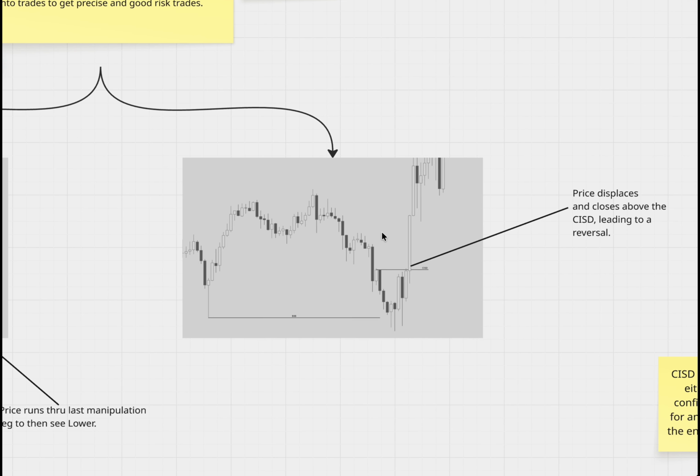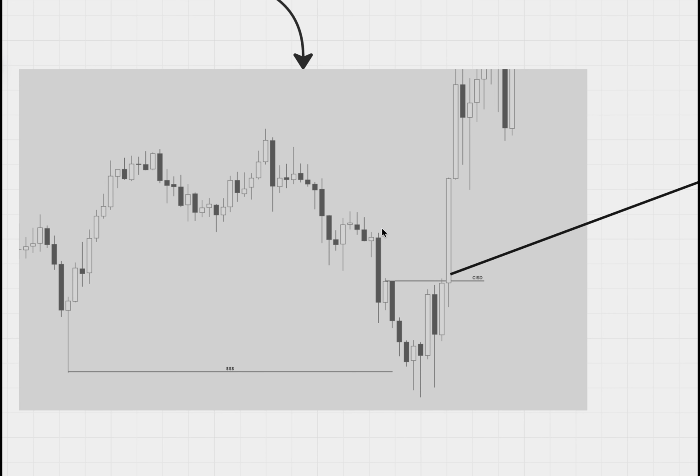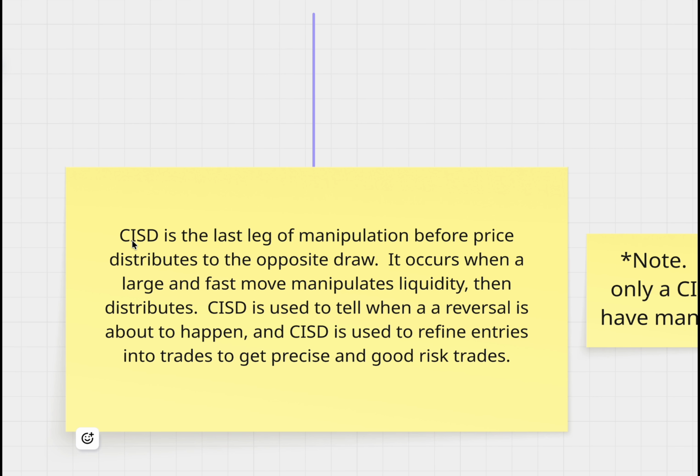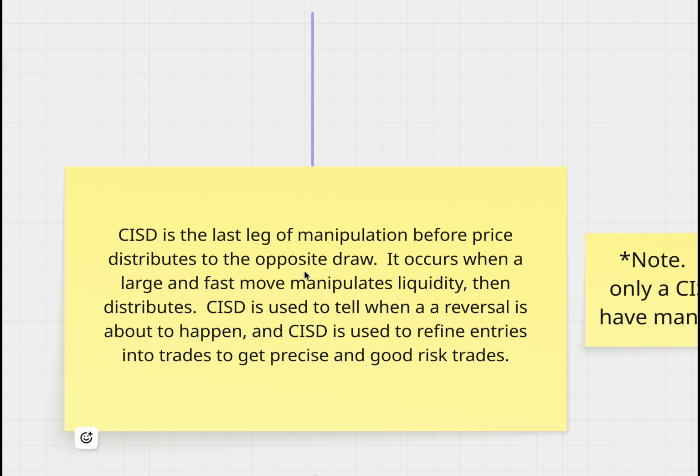Alright, here's a bullish example. First, we see that price has manipulated sell-side liquidity, and this is what a visual change of the state looks like. So we see the last leg before we take liquidity. So come back up here. Change of the state is the last leg of manipulation before price distributes the opposite draw.